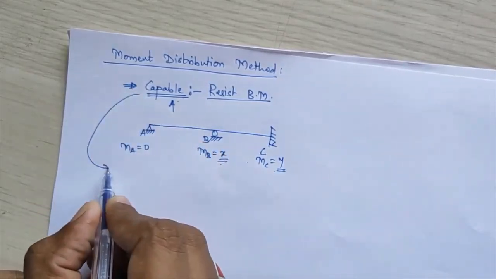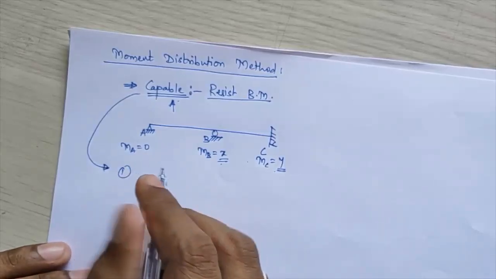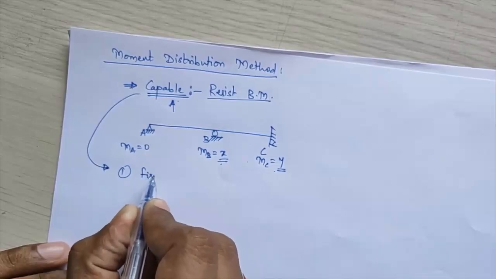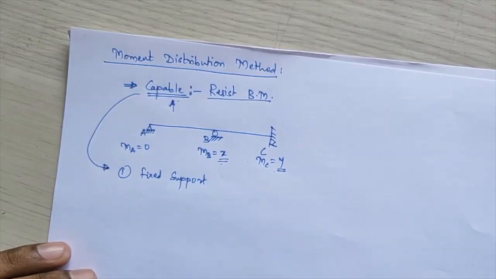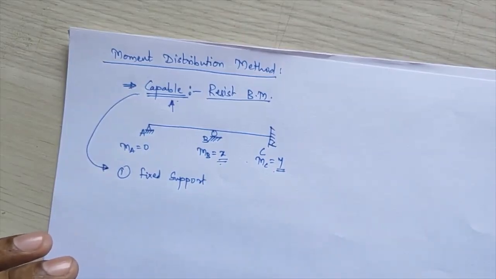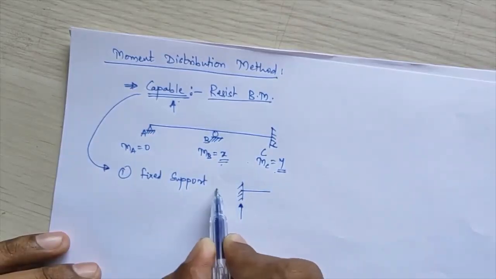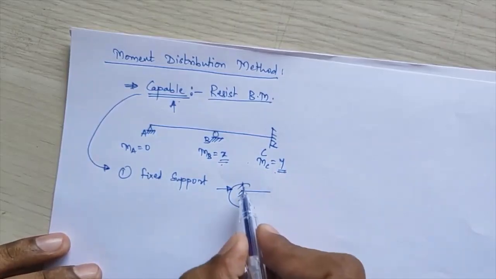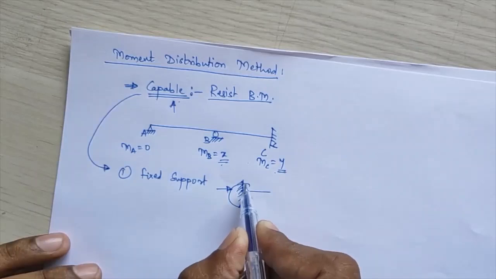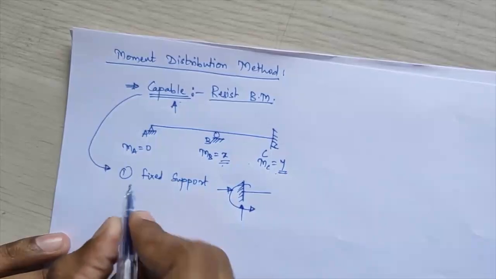So under capable supports, which types of supports are there? The first is the fixed support. The property of a fixed support is that it resists the bending moment, because in any fixed support there are three reactions: one horizontal, one vertical, and along with that one moment. So in its actual property, it has a bending moment inside it. So a fixed support is always a capable support.